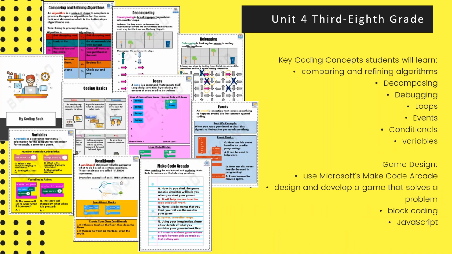Our 3rd through 8th grade also has a coding book, and it's really small. Again, I apologize for that, but I hope you can see some of the concepts such as variables, conditionals, loops, and events. The coding companion book for these grade levels is really just for students to get their hands wet and really understand the concepts before you put them in a coding environment such as Scratch or code.org.